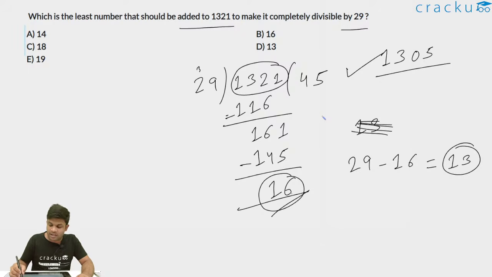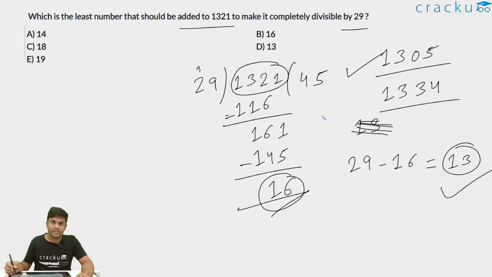Now the next number that will be divisible by 29 will be 3105 plus 29, which is 3134. And 3134 is bigger than 3121. So if you subtract 3121 from 3134, you will get 13 as the answer. So whenever you are getting some remainder, subtract it from the divisor, and you will get the least number that should be added to the dividend so that it is exactly divisible by the divisor. So the answer is 13, which is option number D.